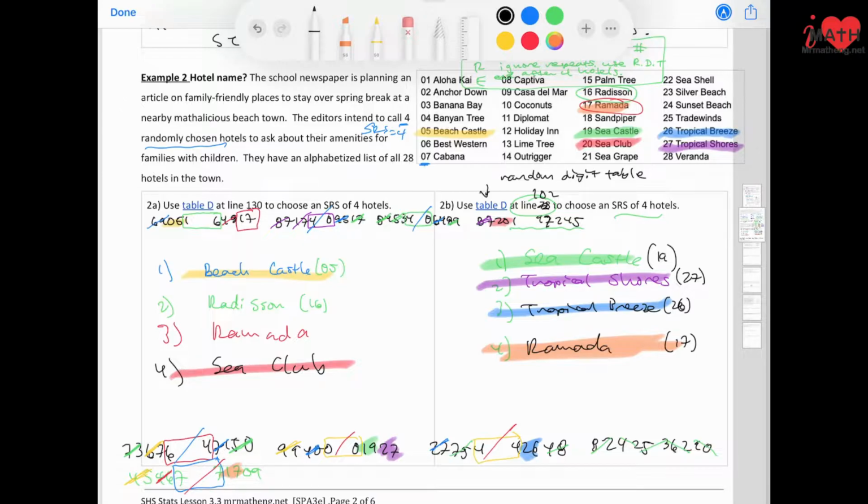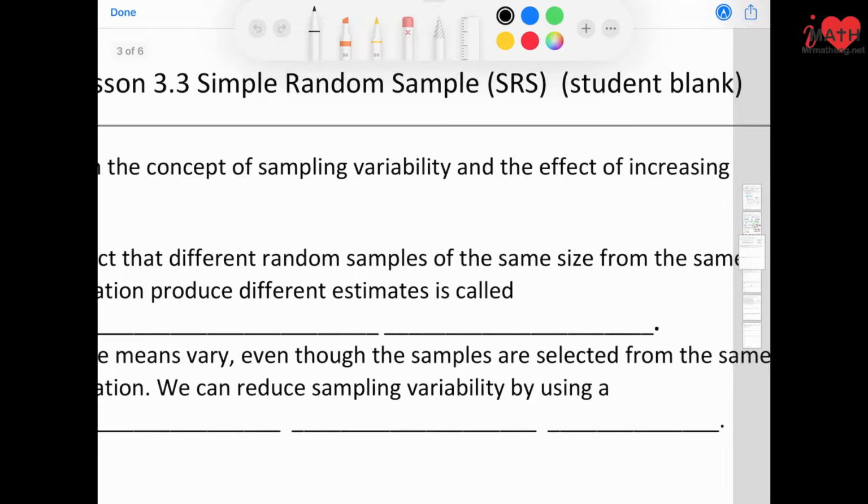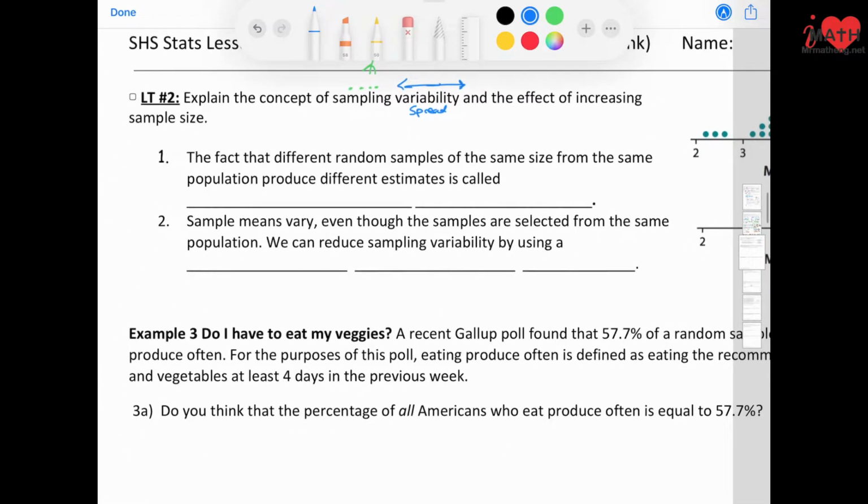Let's move on now to page number 3. All right, so learning target number 2, explain the concept of sampling variability and the effect of increasing the sample size. Let me break down those words. Sampling is how do you get them? So go back to Toy Story and the claw. I want to pick a sample. Variability we learned in chapter 1 is spread, or a visual is just like, you go to a big buffet of food, a restaurant, and they're going to have a big spread, a big variability of types of foods.